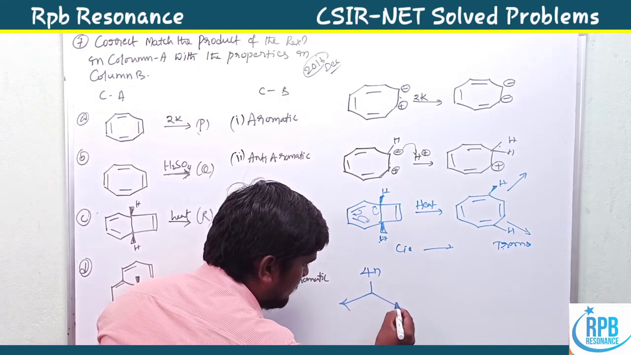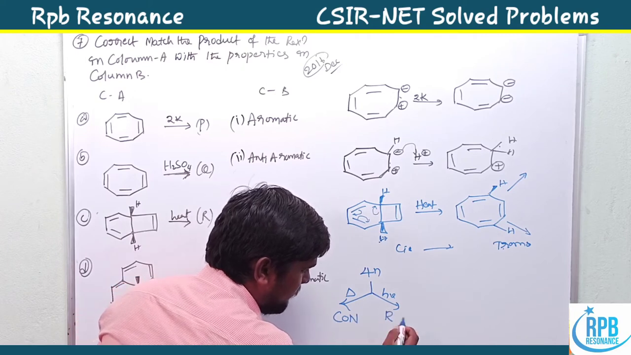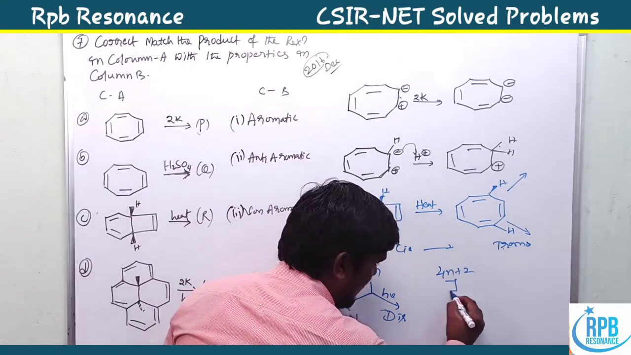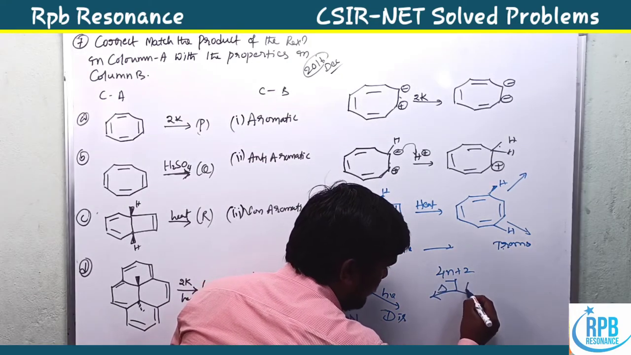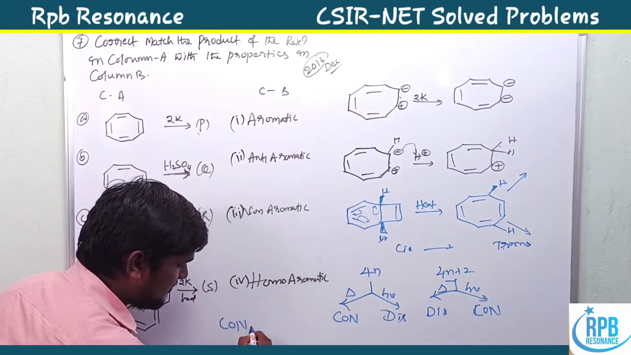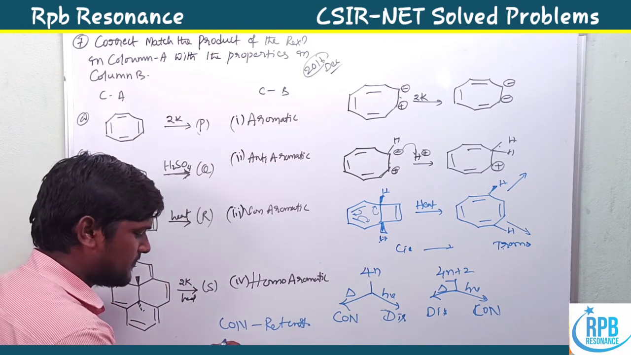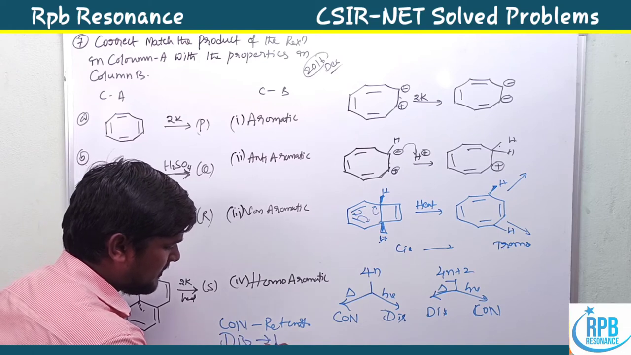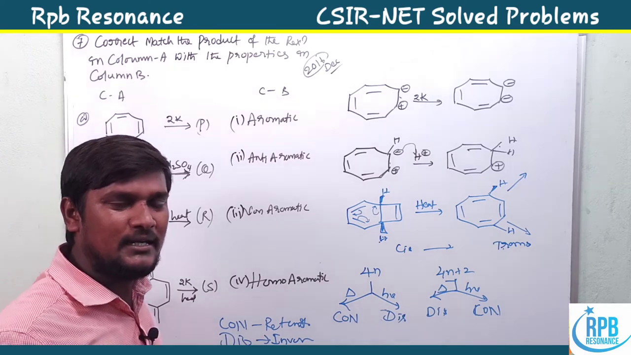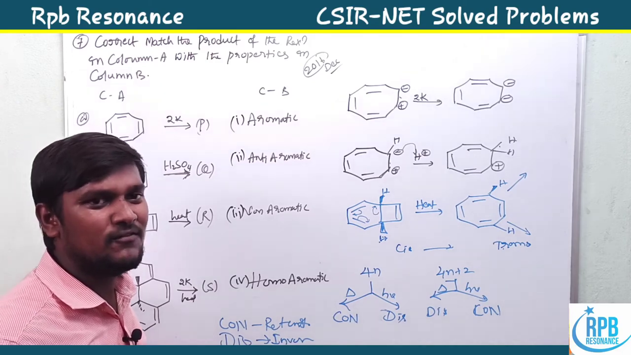Now let's move on to the very simple electrocyclic reactions. For 4n, the thermal reaction is con-rotatory allowed and the photochemical reaction is disallowed, while dis-rotation is thermally disallowed and photochemically allowed. For 4n plus 2, thermally dis is allowed and photochemically con is allowed. Con means retention of configuration, so cis becomes cis or trans becomes trans. But dis gives inversion of configuration. That means if we take a cis compound, it gives the trans product, and if we take the trans compound, we get the cis product.